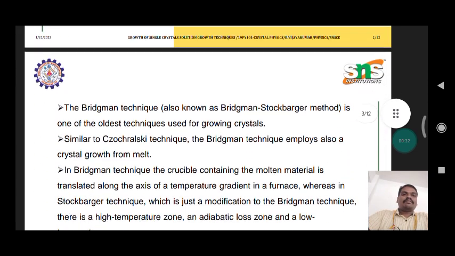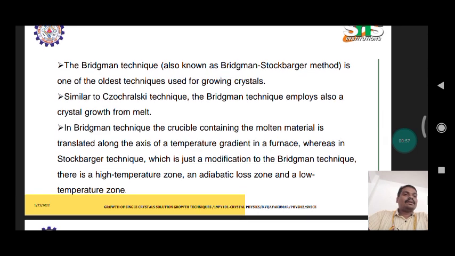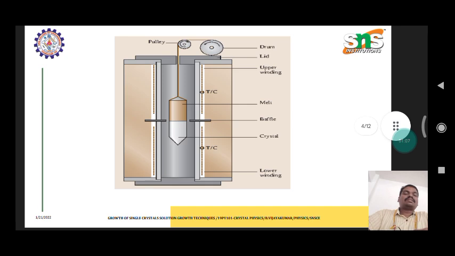We know that the Bridgman technique is one of the oldest techniques used for growing crystals, and it is a melt growth technique. In the Bridgman technique, the crucible containing the molten material is translated along the axis of the temperature gradient in a furnace. So the structure is given here.